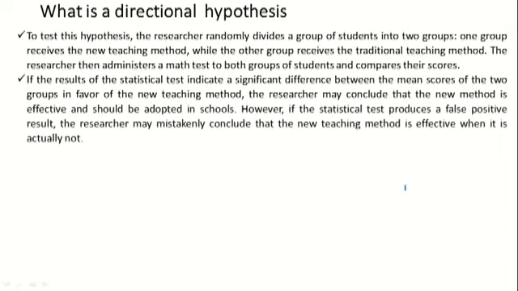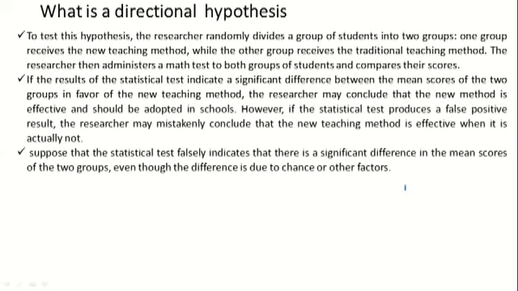If the results of the statistical tests indicate a significant difference between the mean scores of the two groups in favor of the new method, the researcher may conclude that the new method is effective and should be adopted in schools. However, if the statistical test produces a false positive result, the researcher may mistakenly conclude that the new teaching method is effective when it's actually not.